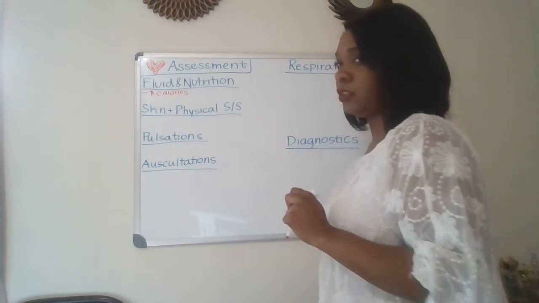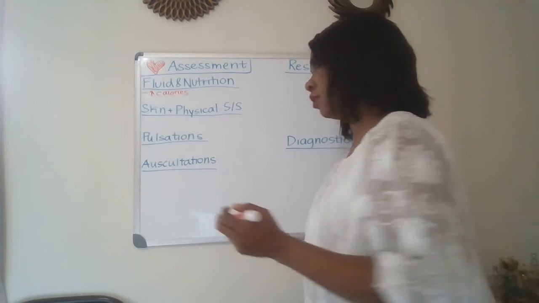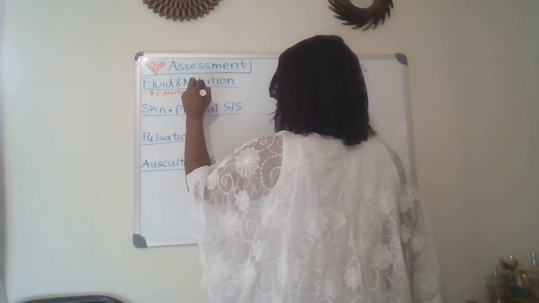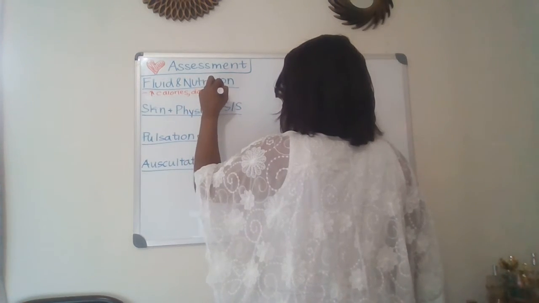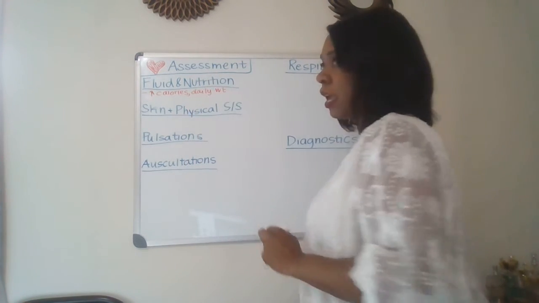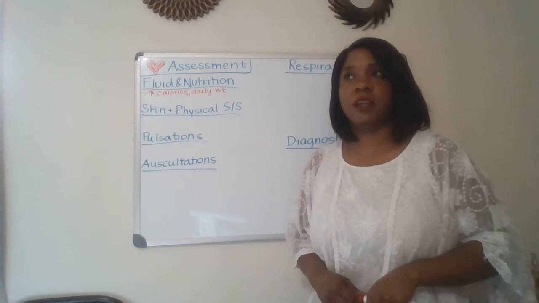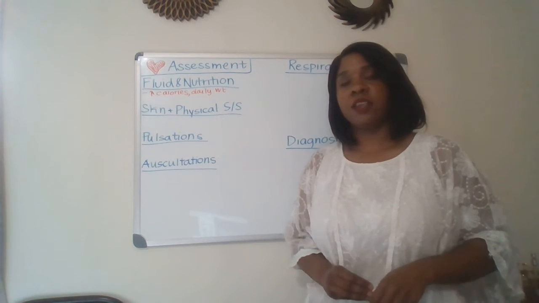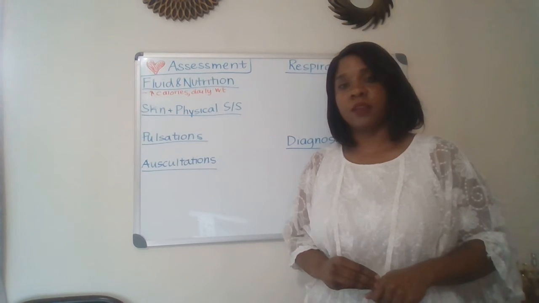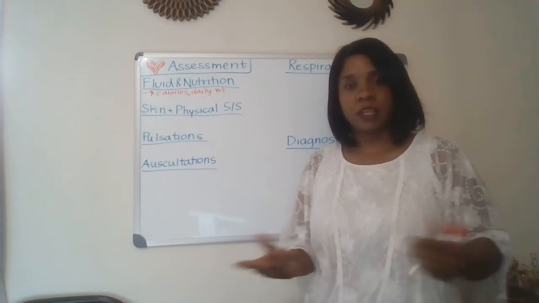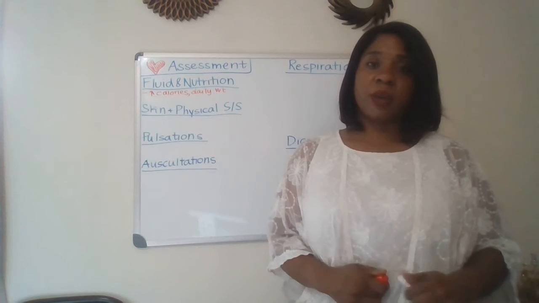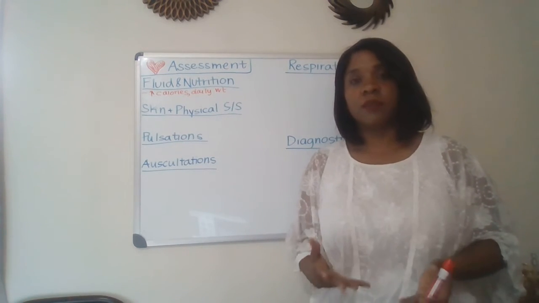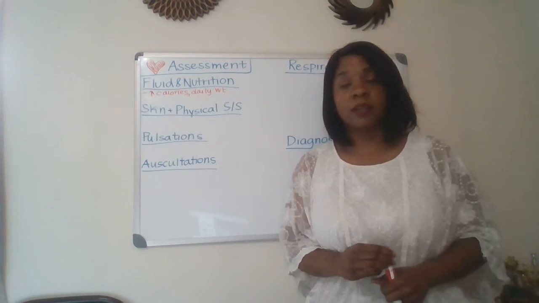Another thing that we need to do is assess their daily weights. When we weigh them daily, we need to make sure it's the same time daily and the same routine. It would be inaccurate if you weighed a child after feeding one day and then another day weighed them before you feed them. We also want to weigh diapers and track I's and O's, because that can tell us if they're getting enough food or fluid in their body.